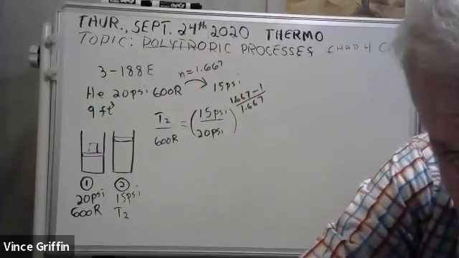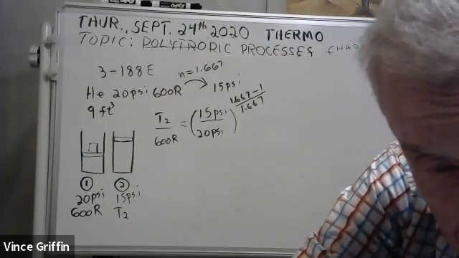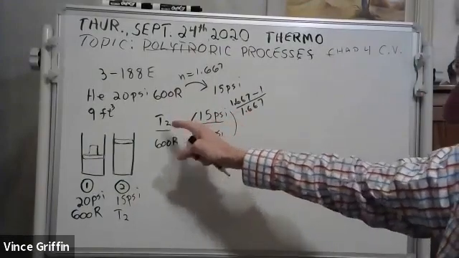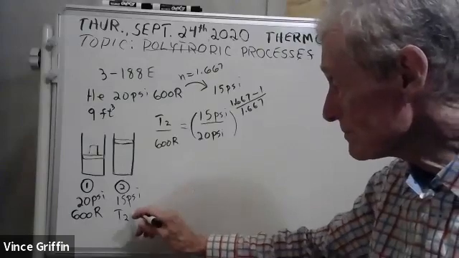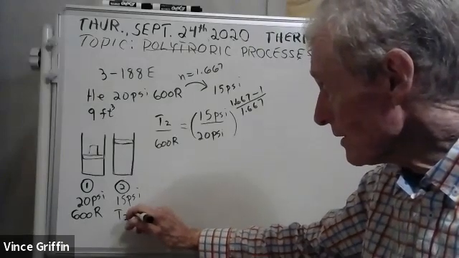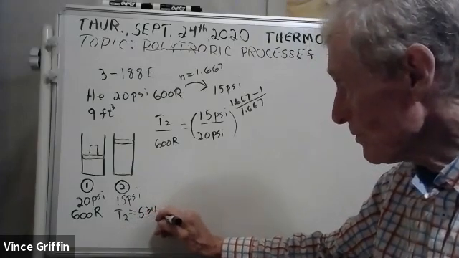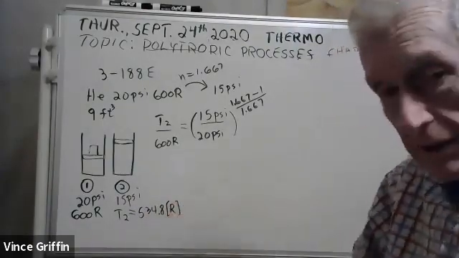Okay, well, I wonder if Reagan's got that yet. Reagan, did you solve this and get T2 yet? Yes, I got 534.8. That's what I got. We now know that it cooled off. And I agree with Reagan, it's 534.8 Rankine. Good going, Reagan.